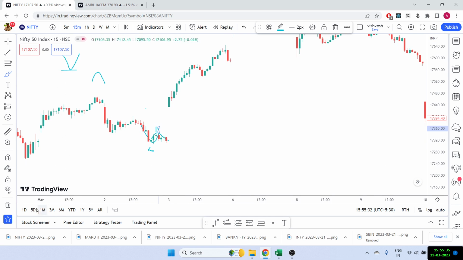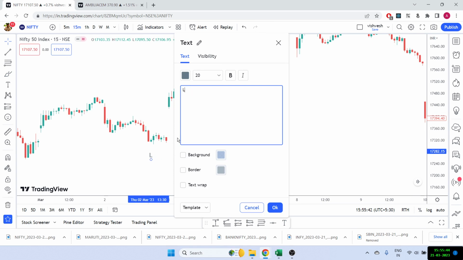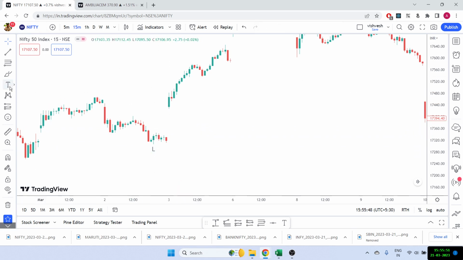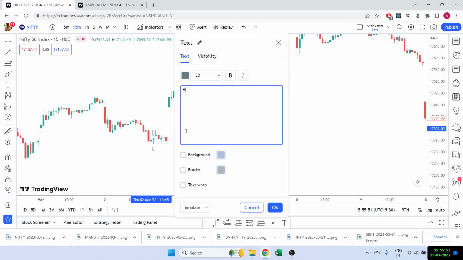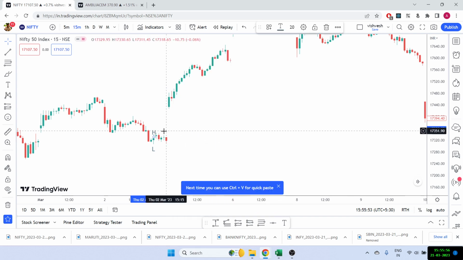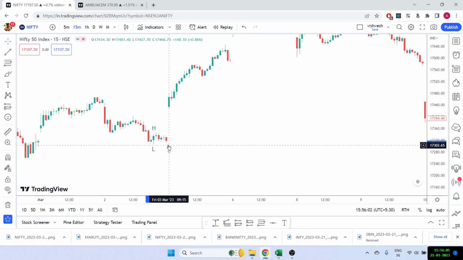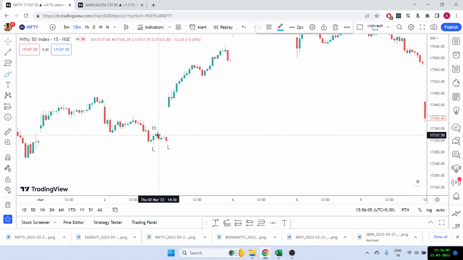So let us first go ahead and make all the swing lows and swing highs, and then we'll talk about the strategy. This first, as we mentioned, is a swing low, which I'm marking as L. This high is the swing high, because we can clearly see an opposite V formation here. Then again, you can see that this red candle also becomes a swing low, because this is the V formation.